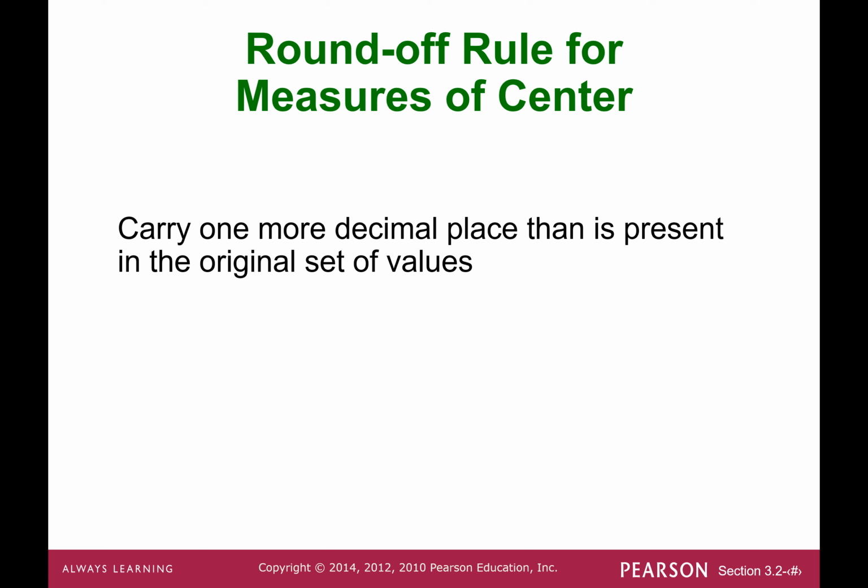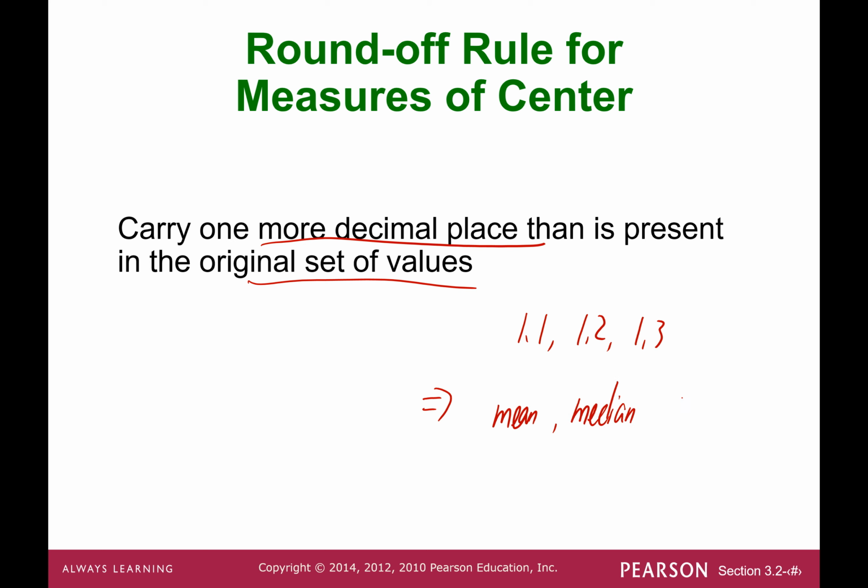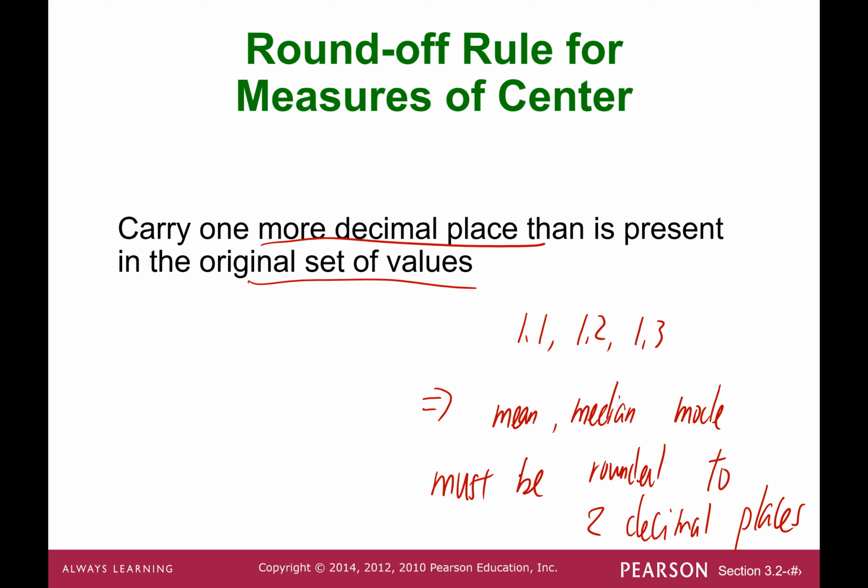Okay. And round-off rules for the measure of center. You just carry one more decimal place than the original data values. Meaning if the original data value appears in, let's say, one decimal place, then all this, mean, median, mode must be rounded to 2 decimal places. Okay, so that's the round-off rule for all of those.